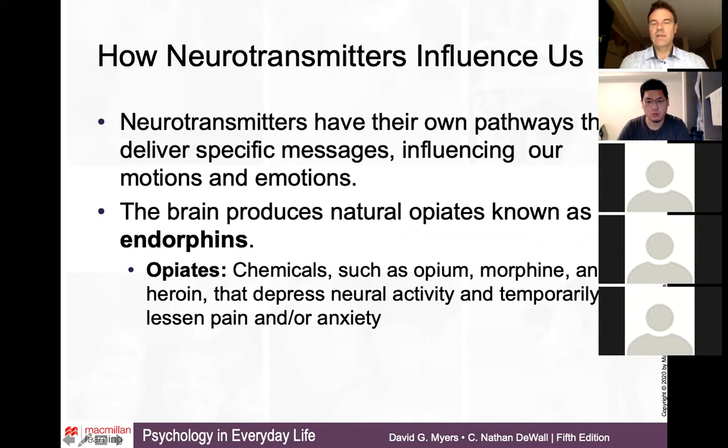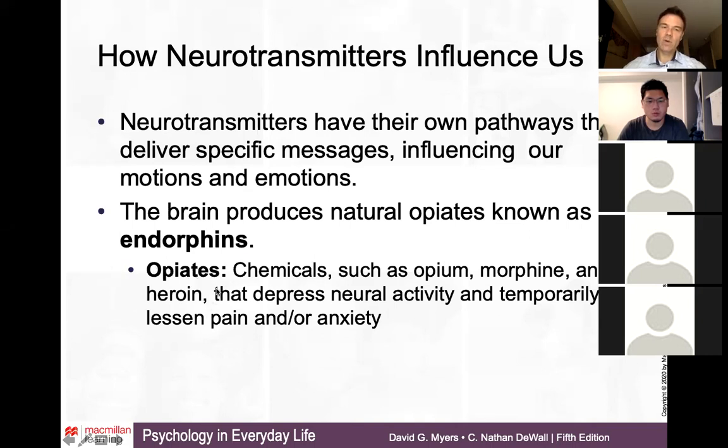Really, without neurotransmitters, neurons would not be able to talk to each other. And here I mean the word talk in quotation marks. So for example, endorphins are a simple instance of a neurotransmitter, a natural neurotransmitter that is identical in chemical structure to morphine. And chemicals such as opiates, morphine, and heroin depress neural activity. They sedate it, and they give pain relief. Okay, so that's what opiates do.